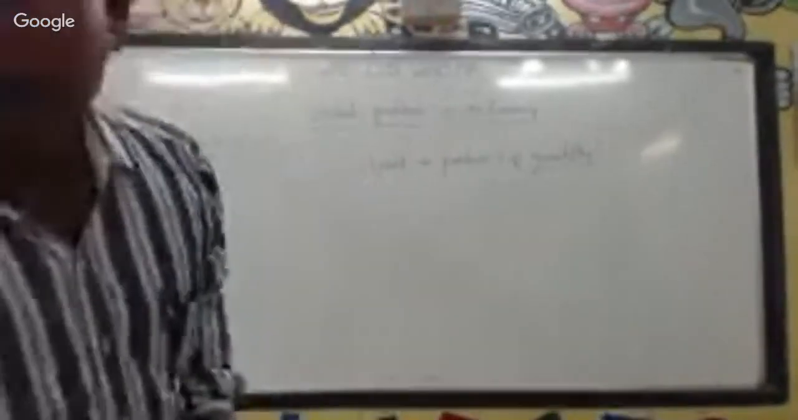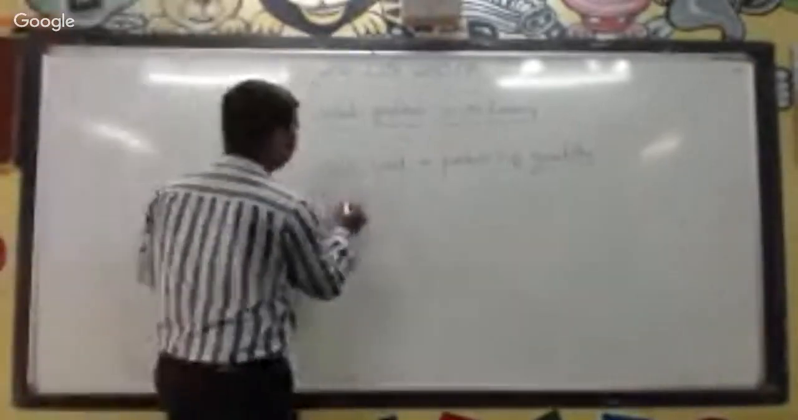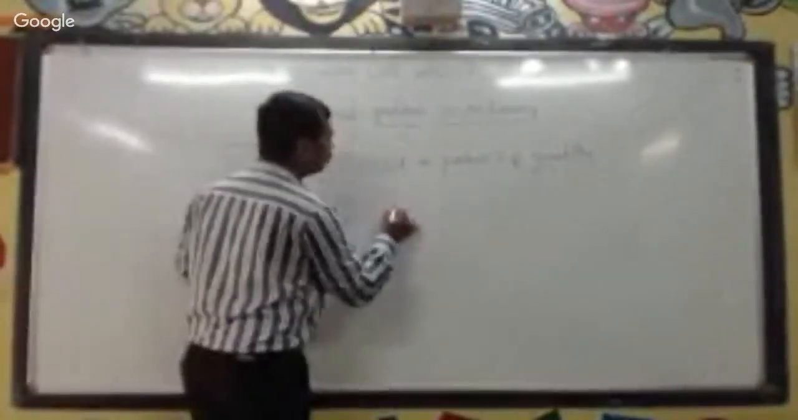And the second problem, how to produce. What is the second economic problem? How to produce.